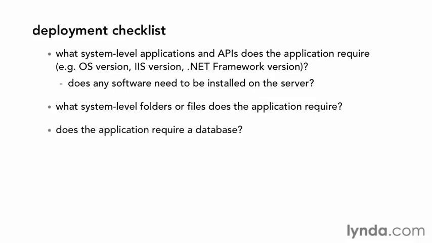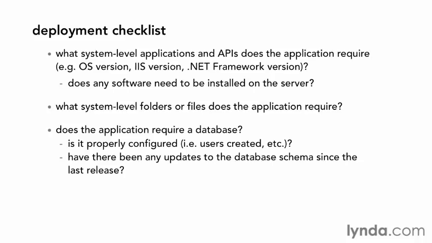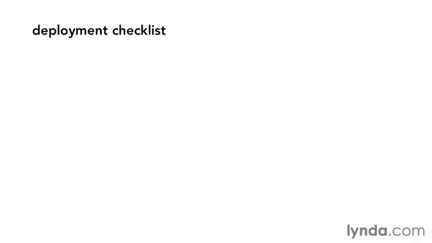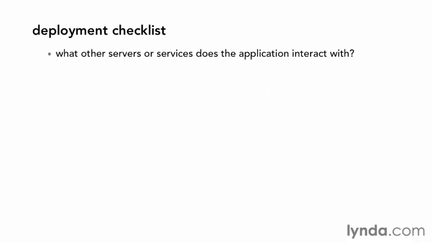Third, does the application require a database? If so, have there been any updates to the database schema since it was last released? Also, does the application use a particular database user? And if so, is that user's database access properly configured? Fourth, what other servers or services does the application interact with? And do you need any network changes to access those, such as firewall rules or user or role security?